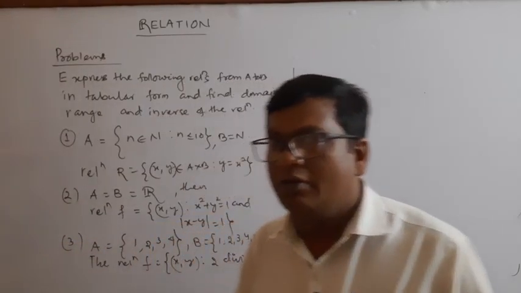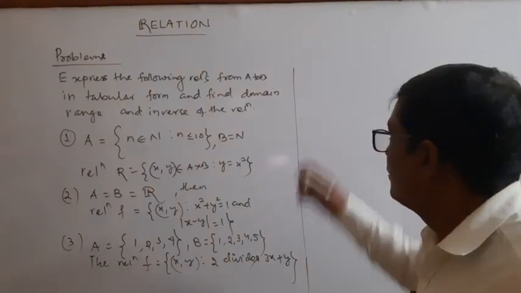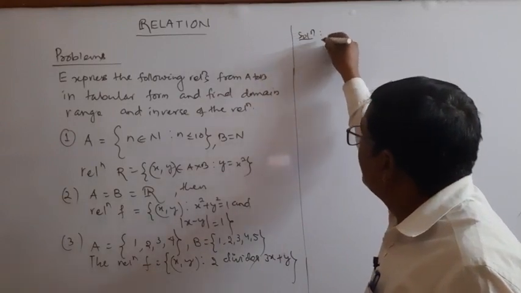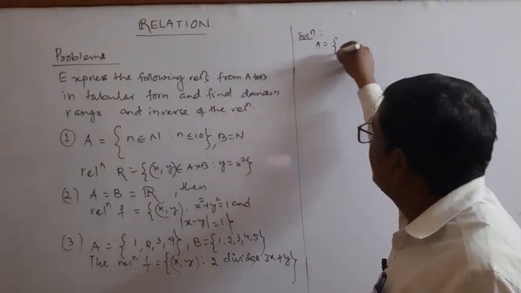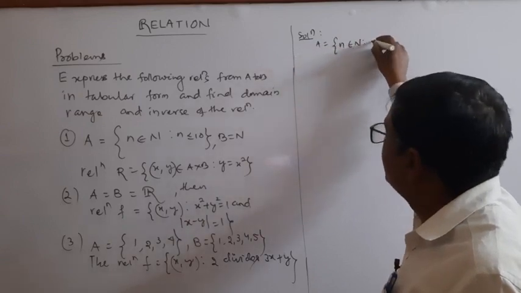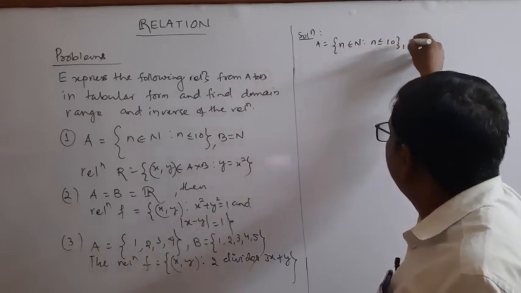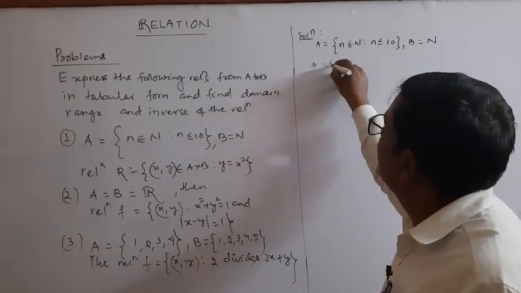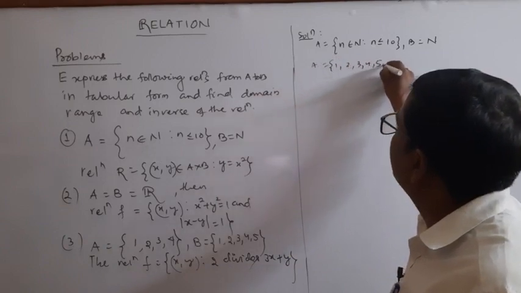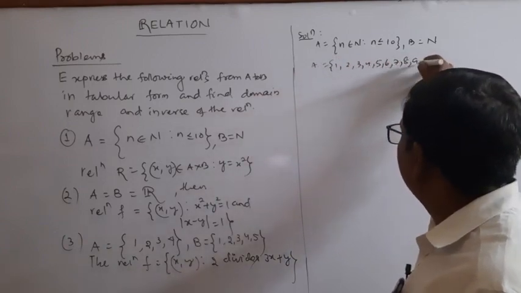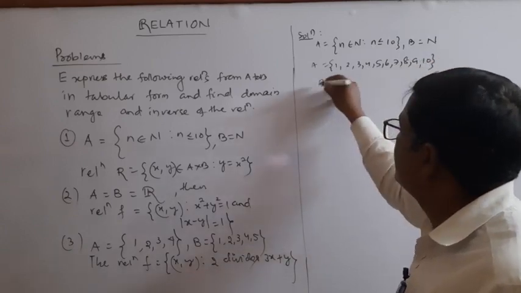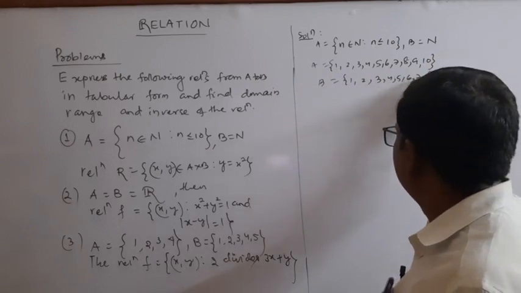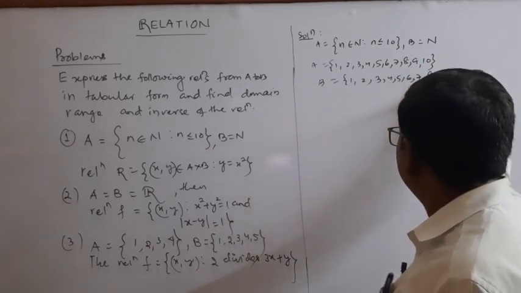Now the solution of the first question. A is equal to n belongs to N such that n is less than or equal to 10, and B is equal to the set of natural numbers. So what is A here? A is equal to 1, 2, 3, 4, 5, 6, 7, 8, 9 and 10, and B is equal to the set of natural numbers 1, 2, 3, 4, 5, 6, 7, 8, 9, 10 and so on.